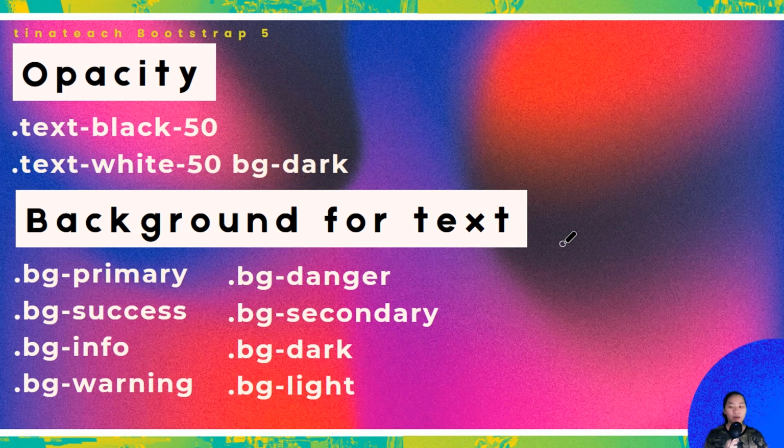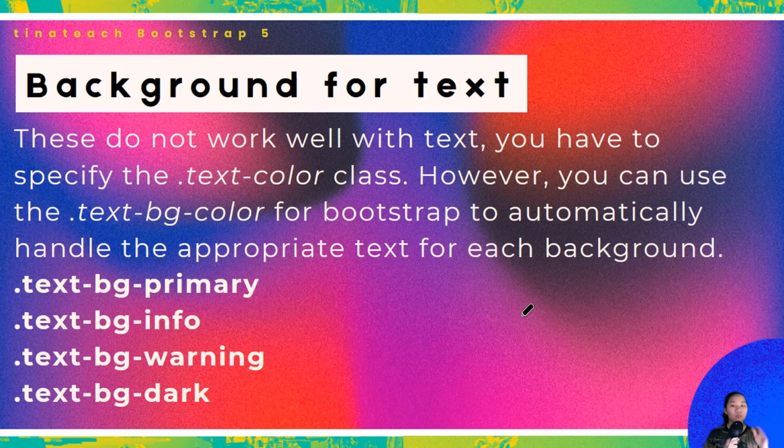Now to the background for text. Same syntax, the only change is that instead of text, like up here, we have bg for background, right? So you have bg-primary, success, info, warning, so on and so forth. But with bg alone, it only gives you the background color. There's currently no text whatsoever. But if you want to combine both text and background, you go with text-bg and then info or success or warning.